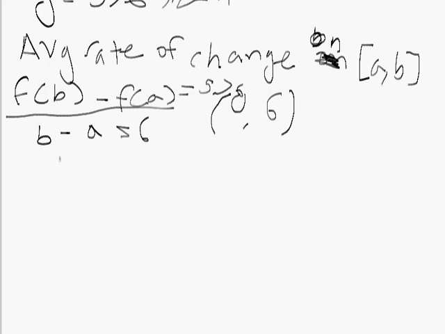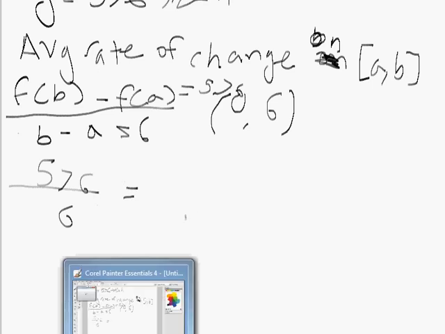What is that? 96. How did you know that? Because I do. And what are your units here? Feet per second. Yes, and you should see that 576 is feet, the 6 is seconds, so we just get feet per second. Alright, excellent.